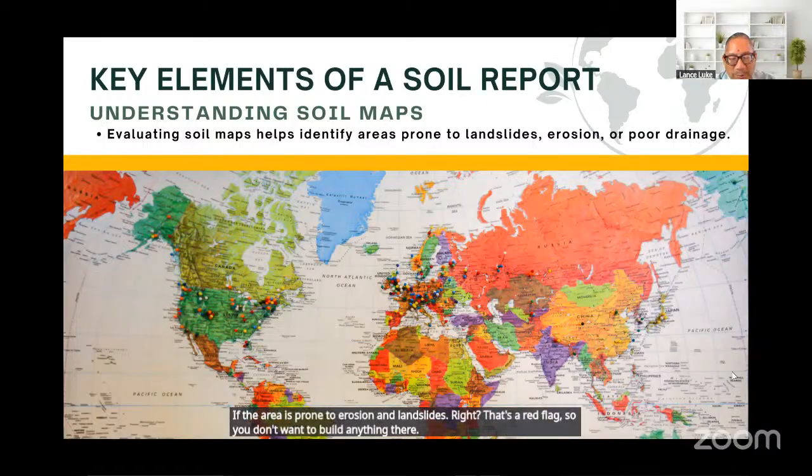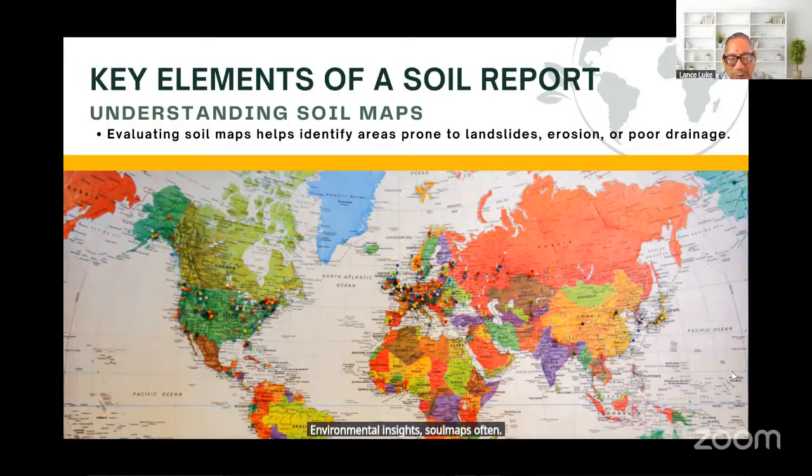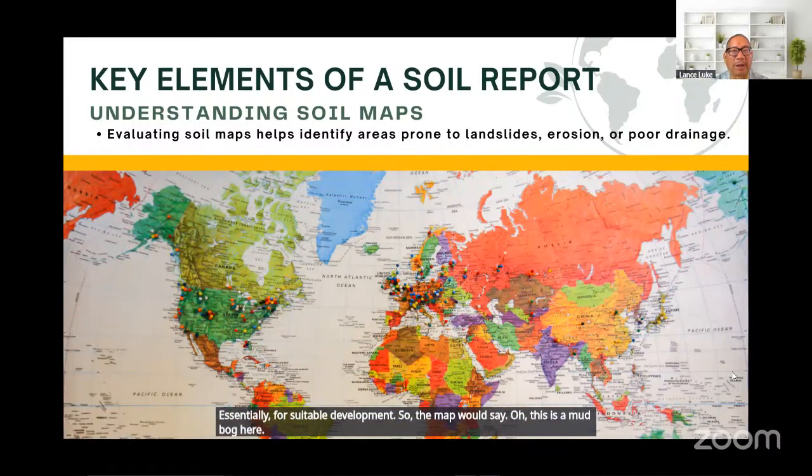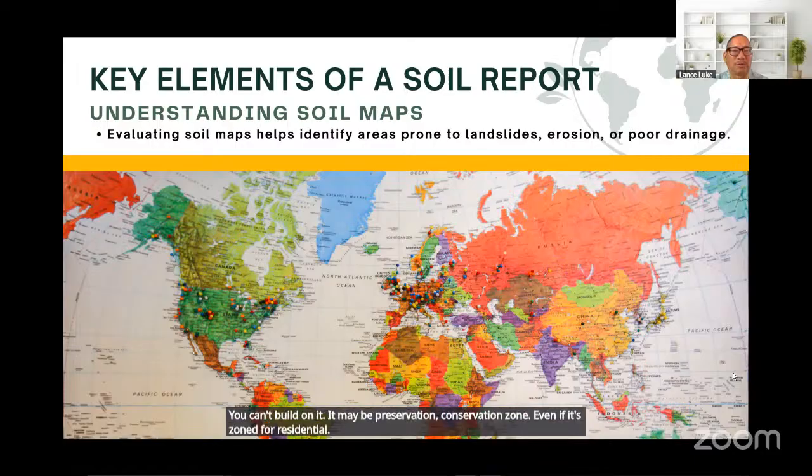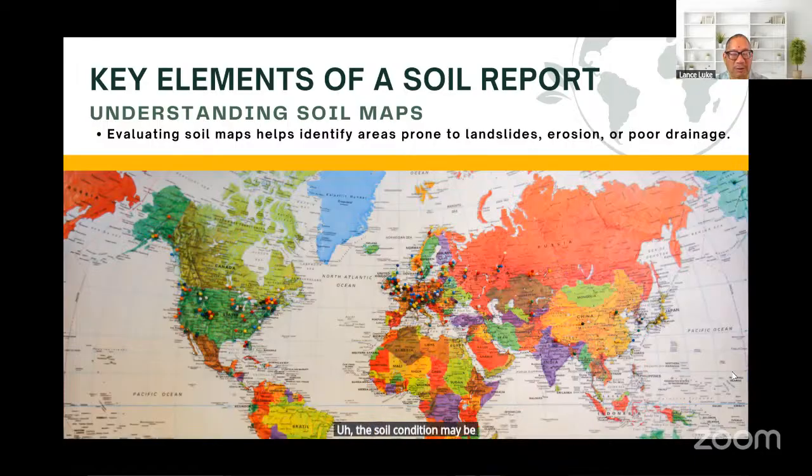Environmental insight: soil maps often indicate soil erosion risk, damage, drainage quality, organic matter content, essentially for suitable development. So the map would say, oh, this is a mud bog here, and you can't build on it. It may be a preservation, conservation zone, even if it's zoned for residential. The soil condition may be so bad that you can't build on it. It's too expensive.